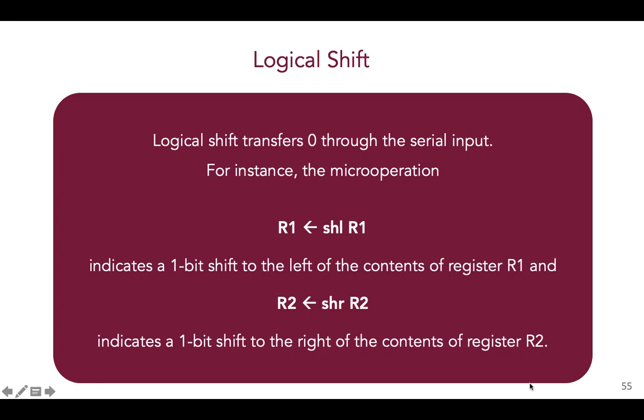of attention. A logical shift transfers 0 through the serial input. For example, if we write this micro operation R1 shift left, it indicates a 1 bit shift to the left of the contents of register R1. The contents of R1 will be shifted left once, and those shifted contents will then be moved into R1. If we say shift right, then the contents of R2 will be shifted right by 1 bit, and those right shifted contents will be moved into R2.